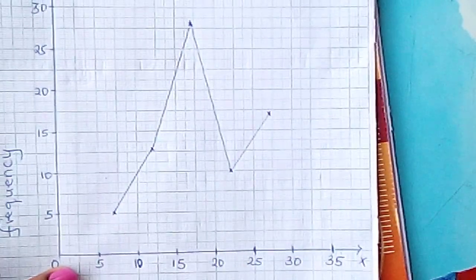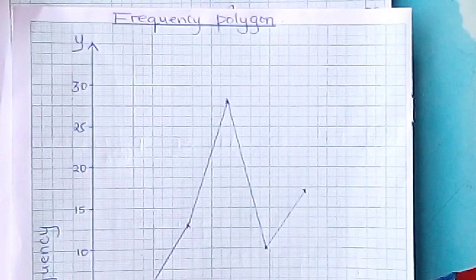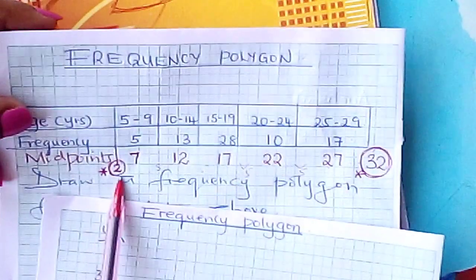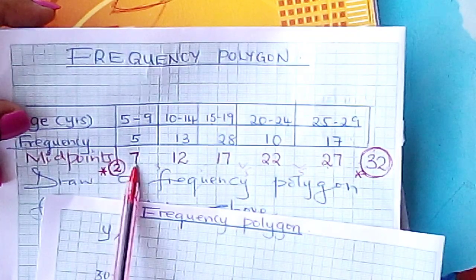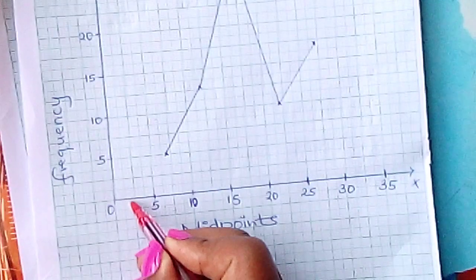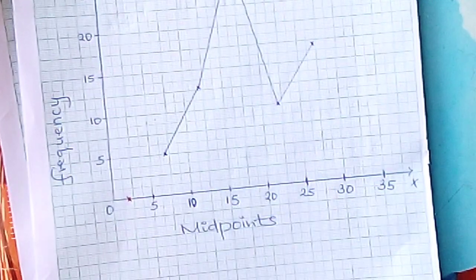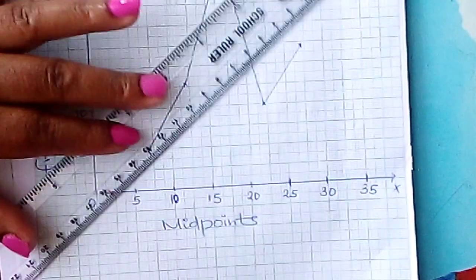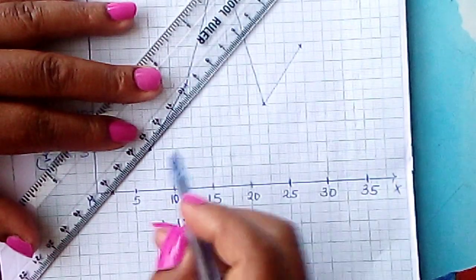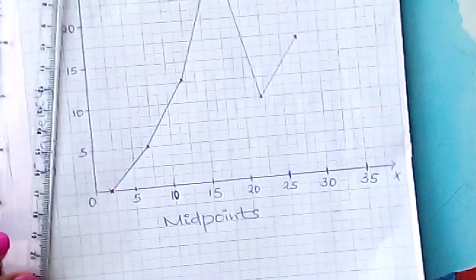On this side, where do we join it? We join it to 2. Remember that point, learner. The midpoint before 7 is 2. So come and trace your 2, learner. Your 2 is around somewhere there. You come with your ruler and you join this point to the x-axis. To complete the frequency polygon, it has to be joined to the x-axis.